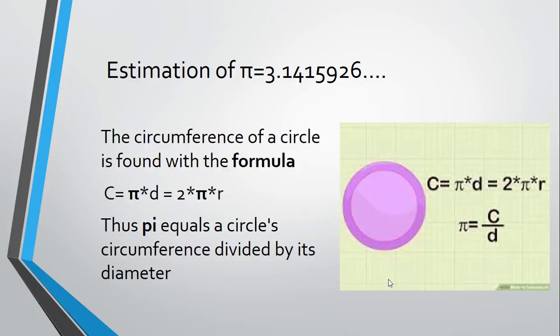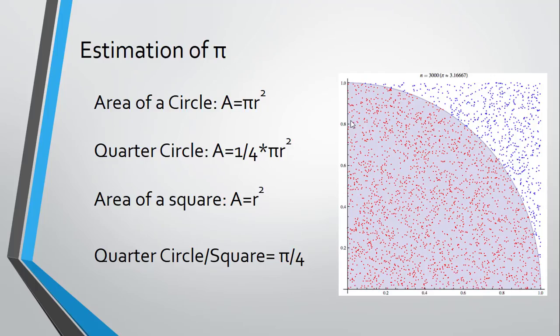Now, how do you actually calculate the true value of pi? Remember, this is an infinite number, with infinite decimal places. So, how accurate can you be? How many digits can you go? We can use the Monte Carlo process to estimate pi. Let's look at this example of estimating pi.